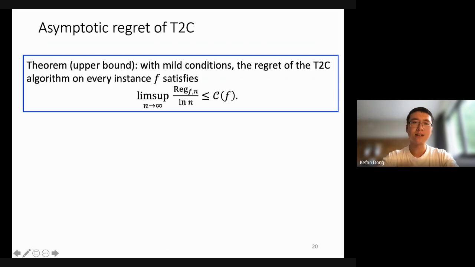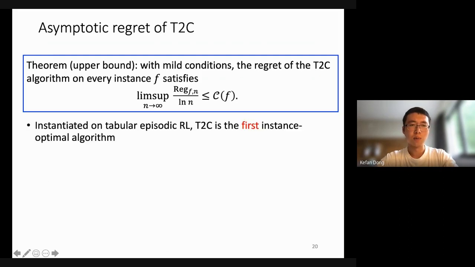Okay, so finally, we can prove this upper bound, saying that the regret of our algorithm T2C divided by log n is asymptotically smaller than C of f. When instantiated on tabular episodic reinforcement learning, our algorithm is the first instance optimal algorithm. Okay, this is the analysis for our algorithm. I'll pause for questions here for a little bit.